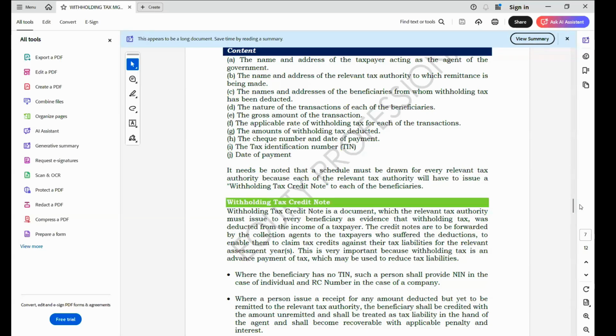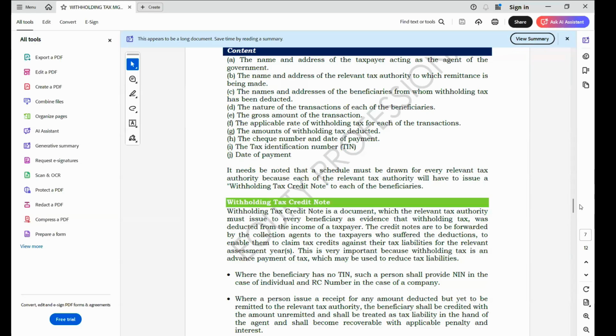So that withholding tax credit note now is not going to be in the name of the agent. It's going to be in the name of the beneficiary. So that will now show that truly the agent has remitted an amount of withholding tax to the beneficiary. So that will show that yes, truly they have collected. So that credit note now is what the beneficiary, the taxpayer, is going to use to present to reduce its tax liability.